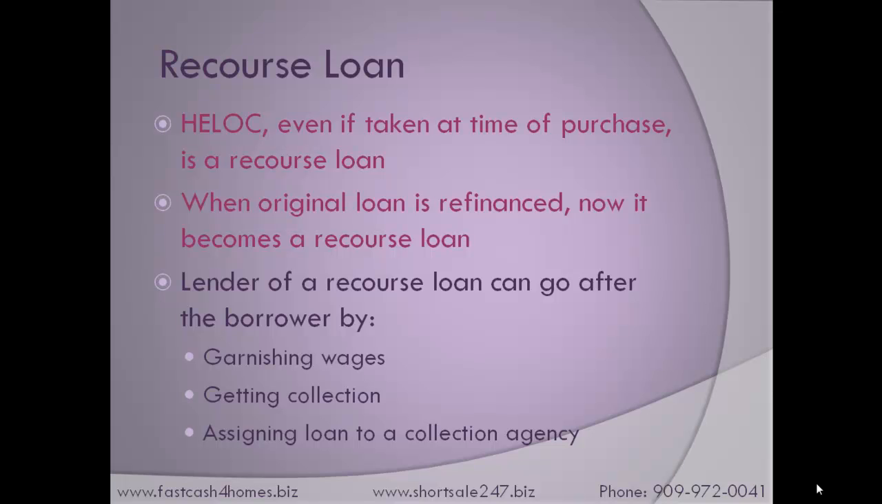What happens is that the second lender, the HELOC, has a recourse loan. They got completely wiped out, let's say, pick a number, $55,000 or $100,000. They can go after the borrower. They can garnish wages. They can sign the debt over to a collection agency, and they can go after you to pursue that money.